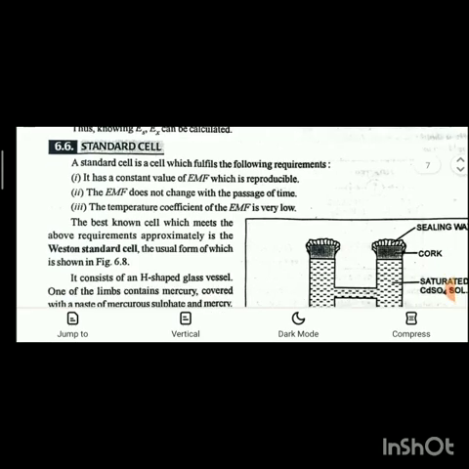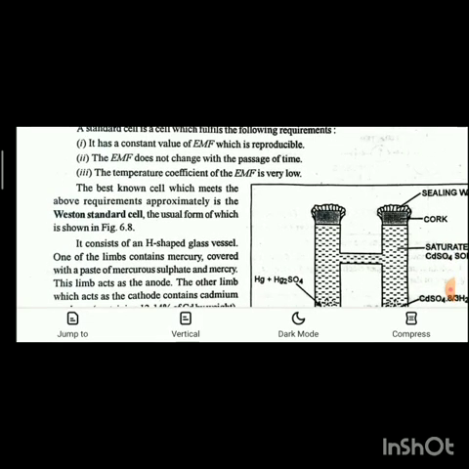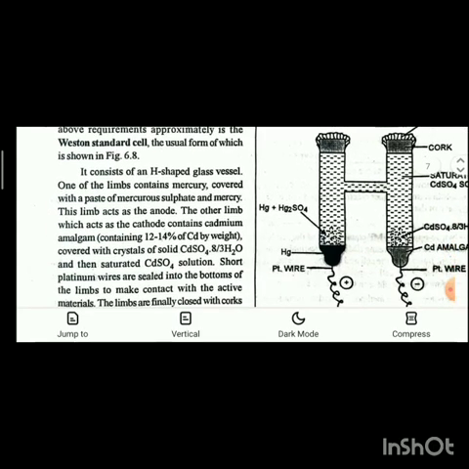Standard cell. A standard cell is a cell which fulfills the following requirements. It has a constant value of EMF which is reproducible. The EMF does not change with passage of time. The temperature coefficient of EMF is very low. The best known cell which meets the above requirements approximately is the Weston standard cell, the usual form of which is shown in figure. It consists of an H-shaped glass vessel.